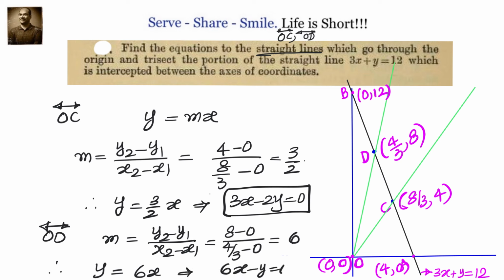So the equations of the straight lines which are passing through the origin and also through the points trisecting the portion of the straight line 3x plus y equals 12 intercepted between the coordinate axes are: one is y equals 3 by 2 into x, and the other is y equals 6x, or 2y equals 3x and y equals 6x.